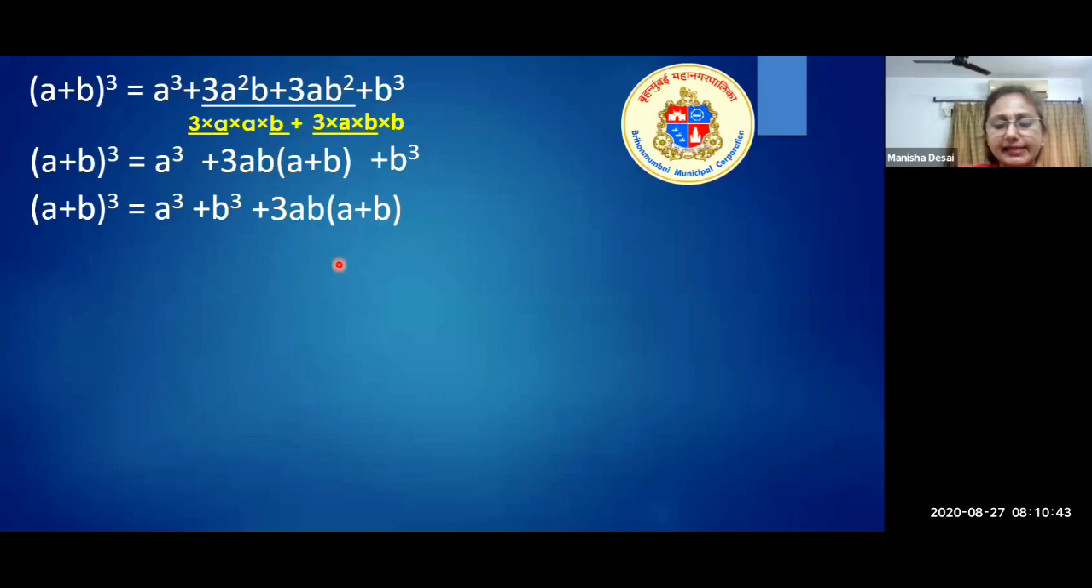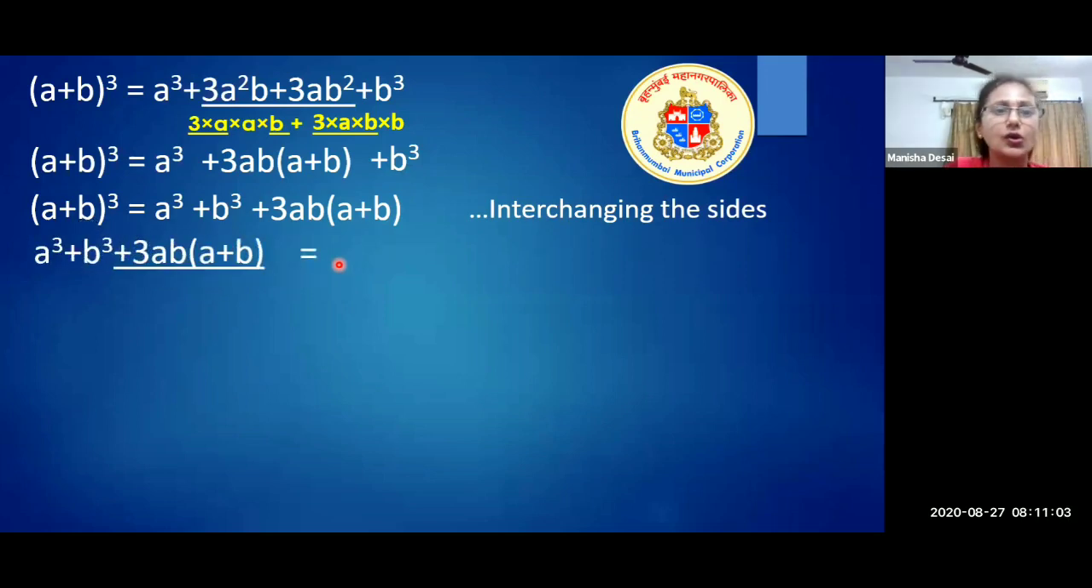Now what is the next step? In the next step, we are going to interchange the sides. The terms on the left side we write on the right side, and the terms on the right side we shift to the left side. So a cube plus b cube plus 3ab into bracket a plus b is equal to a plus b the whole cube. You can see the right hand side terms have been shifted to the left side and the left side terms written on the right hand side.